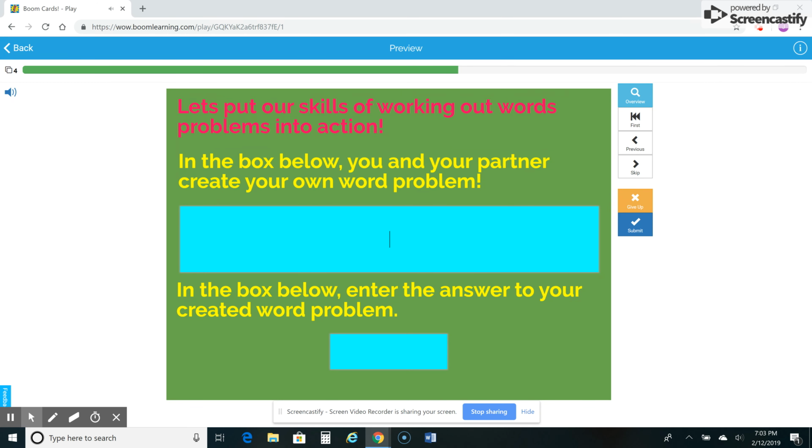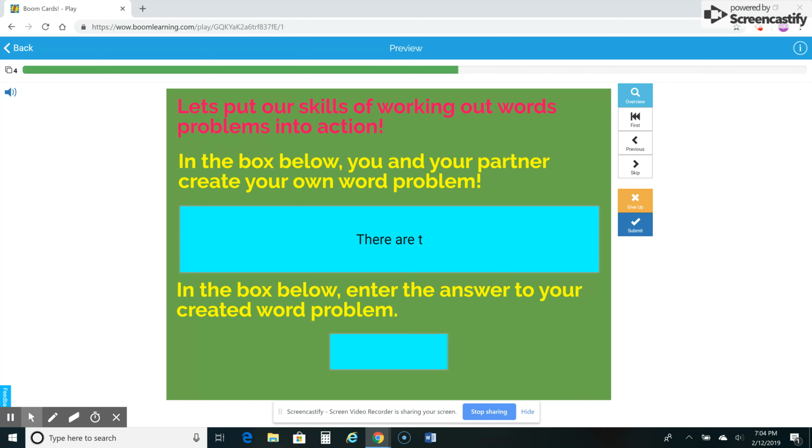And this one is a fill in the blank. I've set this one to an open response. That way, there's technically not a right answer until I look at it. It wants the students to come up with their own word problem. So we can just write something.